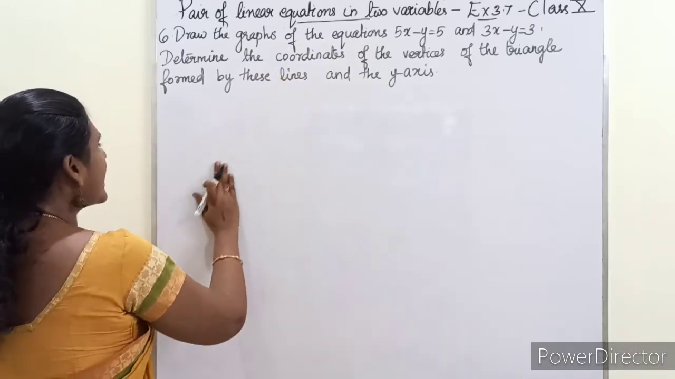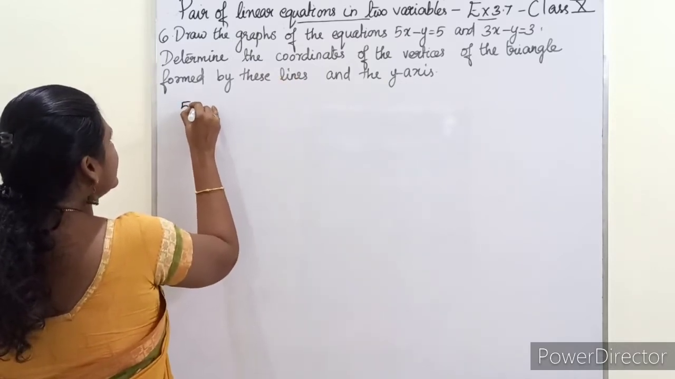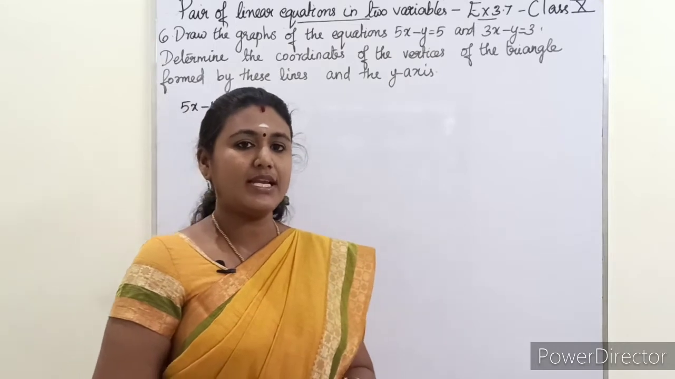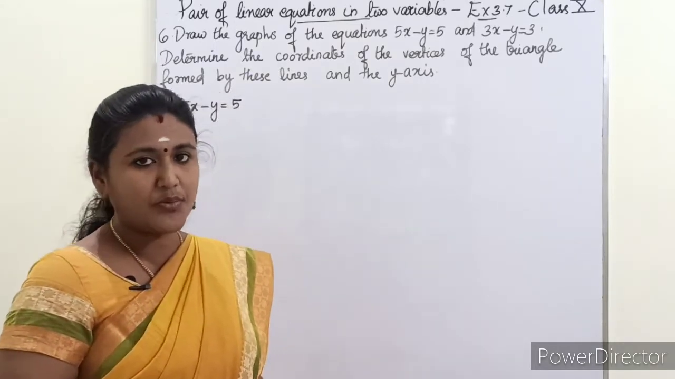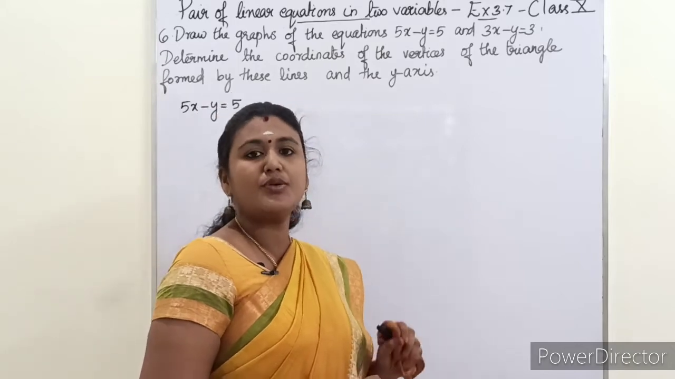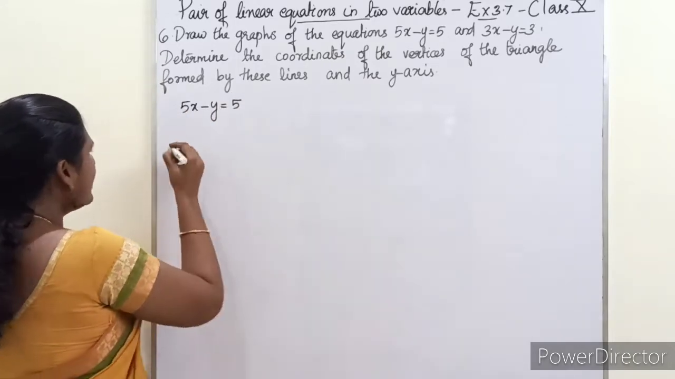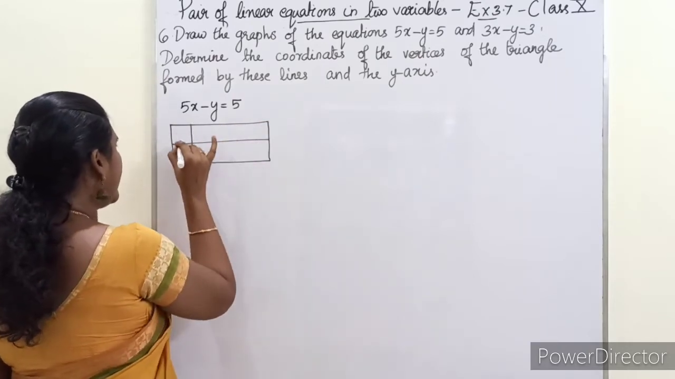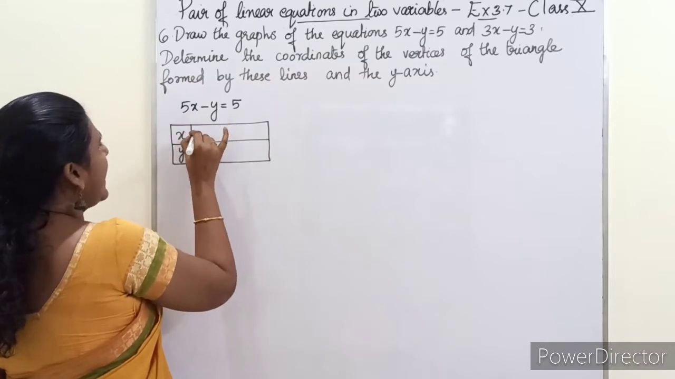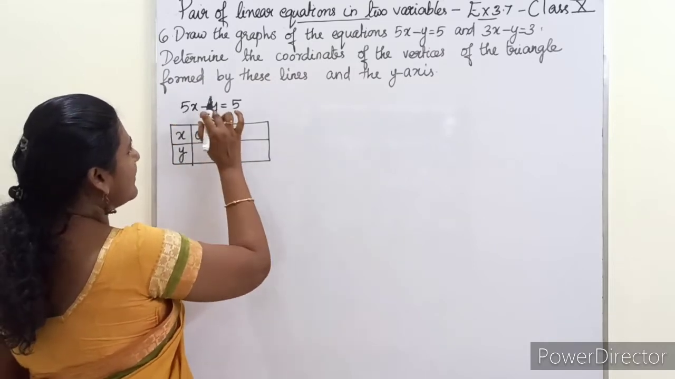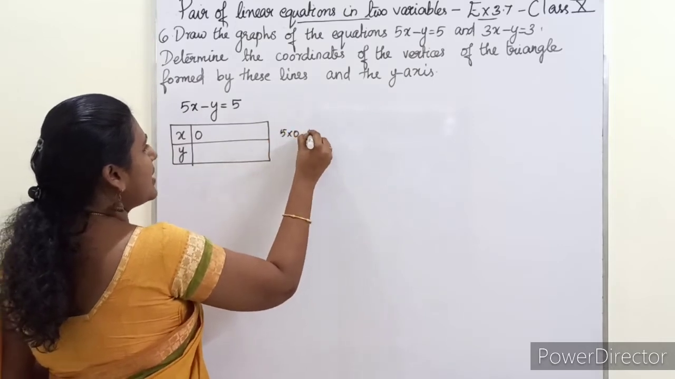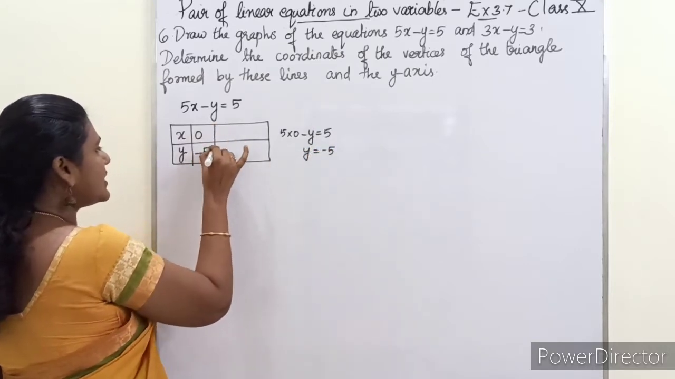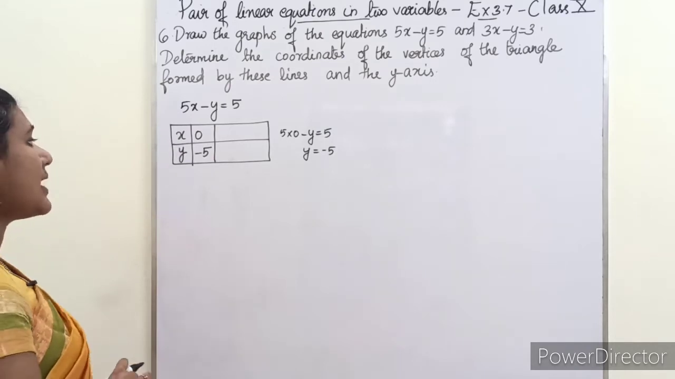First we will draw the graph of the equation. First equation is 5x minus y is equal to 5. So you know that if you want to draw the graph of a linear equation, we need the solution of the equation. Minimum 2 solutions we need to plot the points and draw the graph. So first we are going to find the solution of this equation, that is x, y. Suppose if I am taking x is equal to 0, so what will happen? What is the value of y? So here 5 into 0 minus y is equal to 5. So y is equal to minus 5. So when x is equal to 0, we will get the value of y as minus 5.